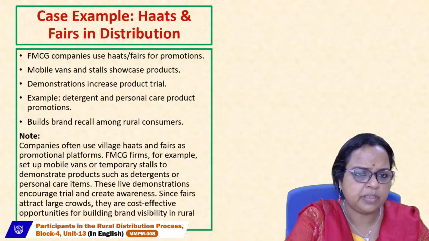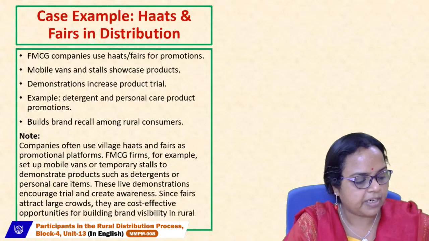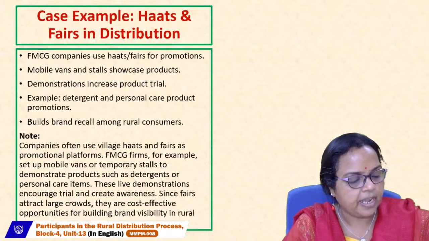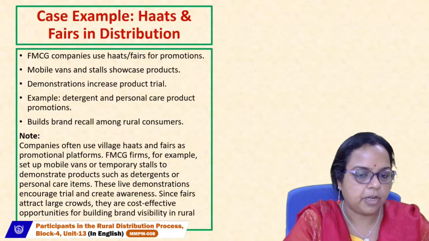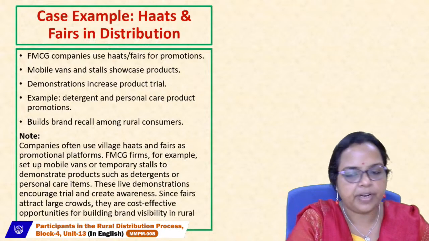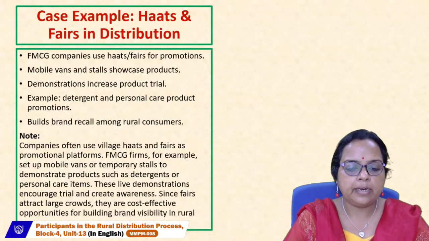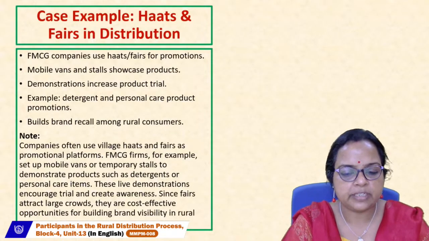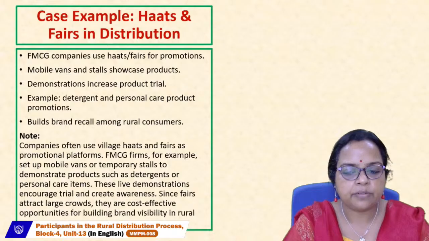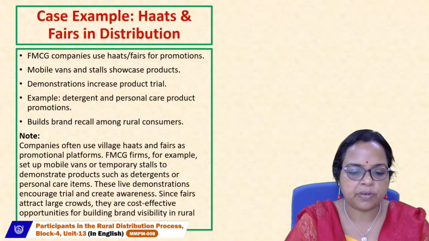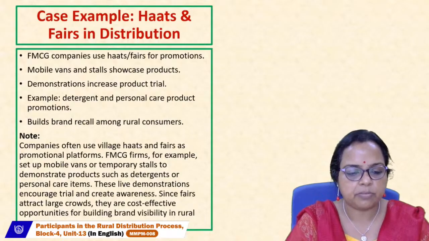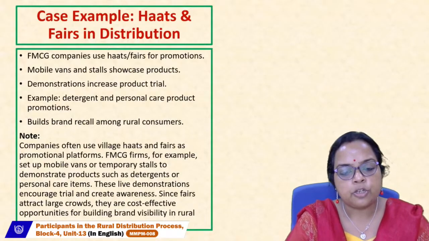So this is an example of a haat, and the marketer cannot avoid the haat system or weekly fair system, because this is a very good point where the marketer can demonstrate their product to a larger crowd, and through demonstration only they can initiate the interest to purchase the product. They can help the customer to use it, feel it, then take feedback from the customer about the product. So haats and fairs are a very good platform for the company or the marketer to demonstrate the product to a larger crowd.